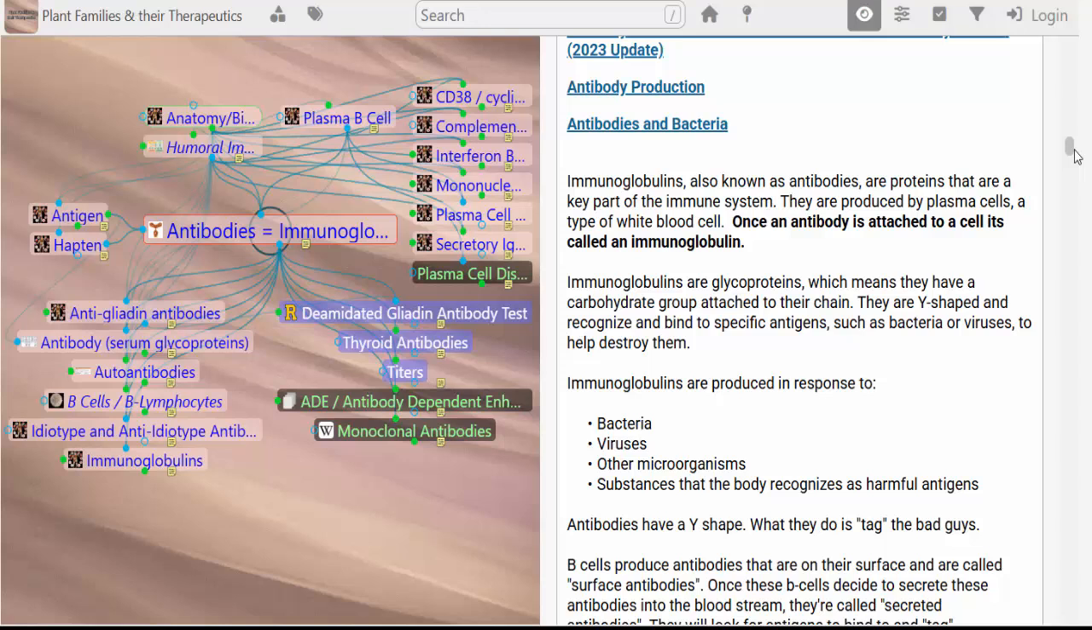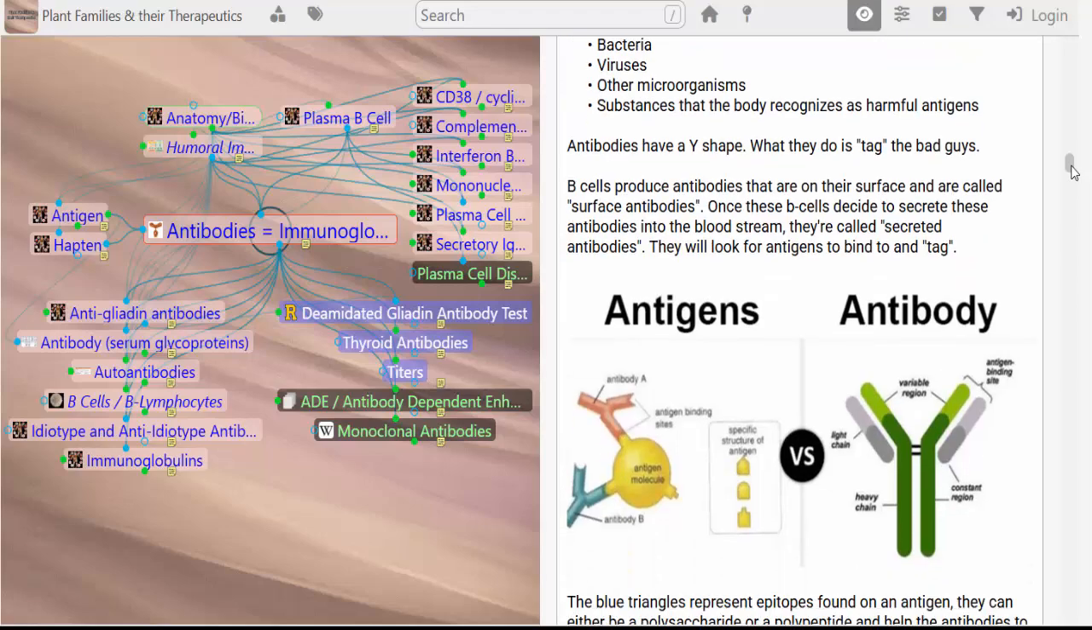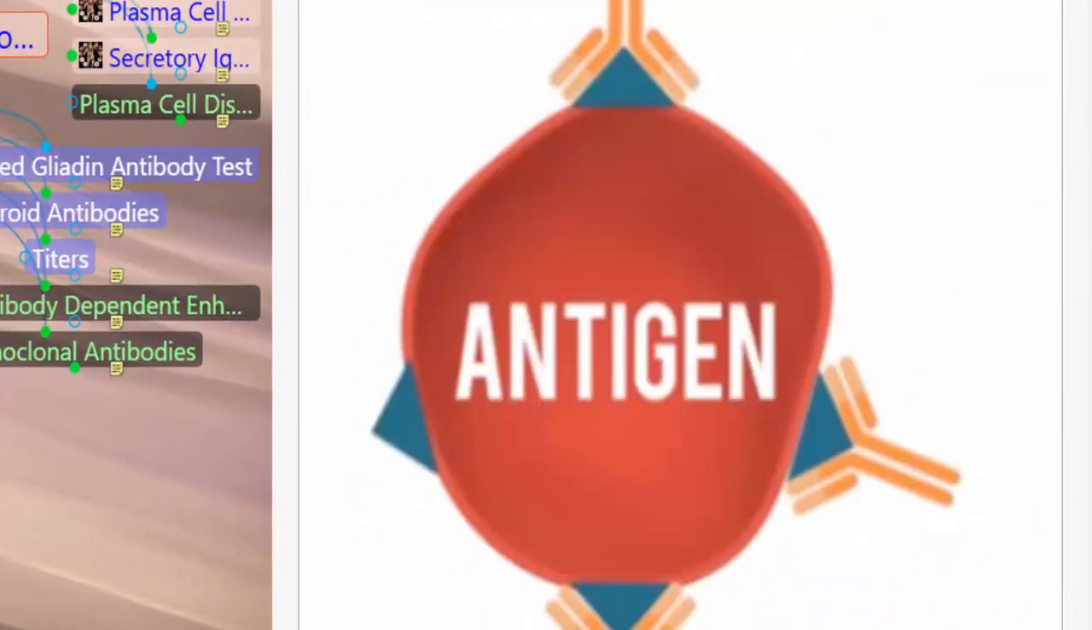Once an antibody is attached to a cell, it's called an immunoglobulin. They're glycoproteins, and they are produced in response to bacteria, viruses, other microorganisms, and any substance that the body recognizes as harmful. They have a Y shape, and what they do is tag the bad guys. We've already talked about how B cells produce them. The blue triangles represent epitopes found on an antigen. Those could be a polysaccharide or a peptide, and they help the antibodies to tag them.